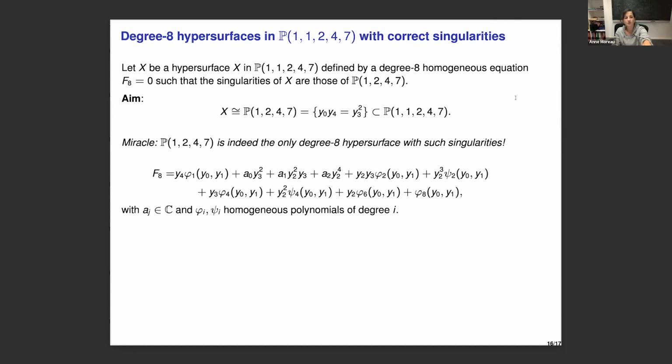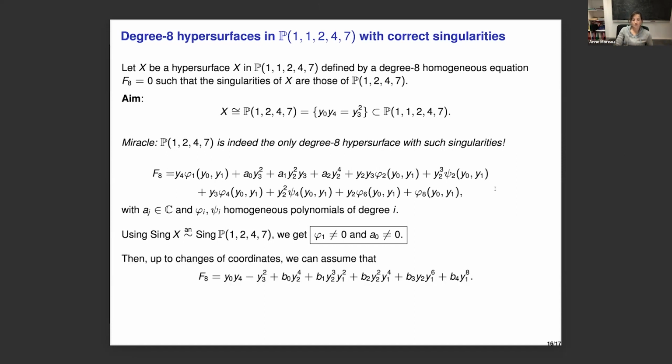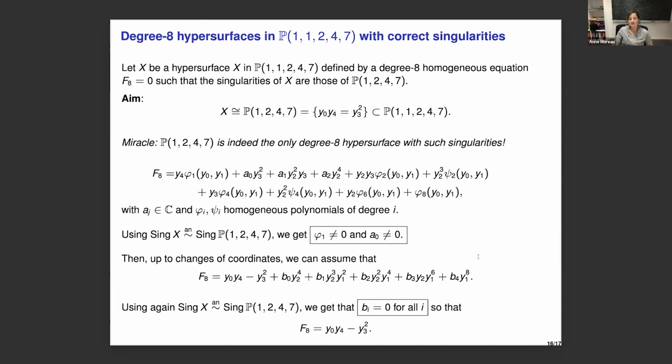So, okay, I just explain briefly the strategy. You write F8 arbitrarily in terms of homogeneous coordinates, so that it's homogeneous of degree 8. And first of all, using that the singularities are those of P(1,2,4,7), we obtain that A0 and A1 are non-zero, so the first two coefficients. And this is good because then we can use changes of coordinates, and using them, we notice that it's enough to assume that F8 has this form, which is close to the one we want. And then using again the singularities, we eliminate all cases except the case where all B_i are zero. So this concludes the proof because we have the expected hypersurface.